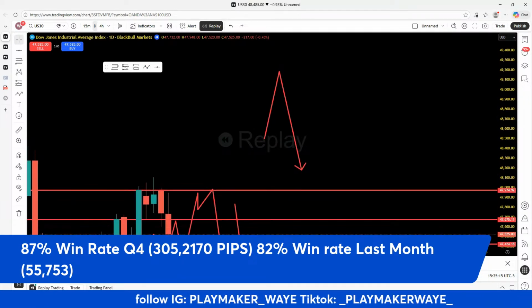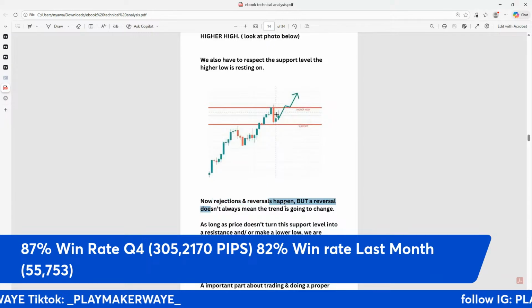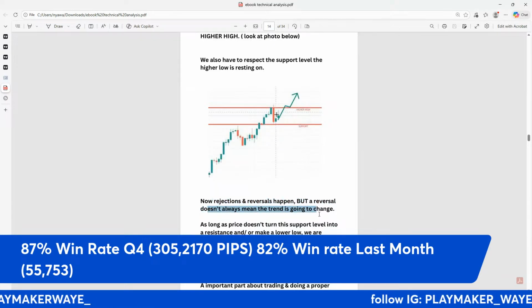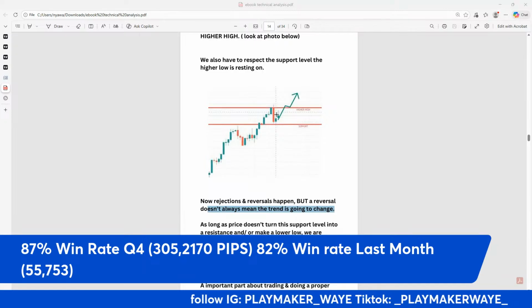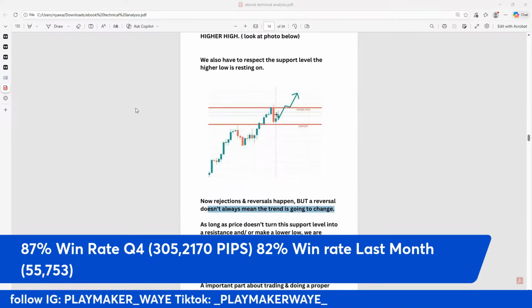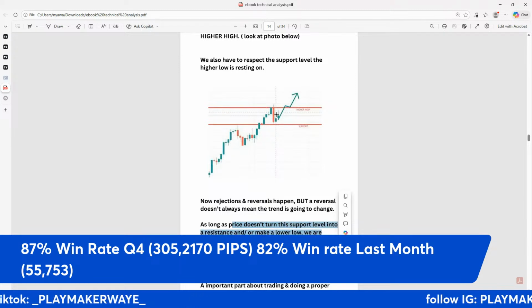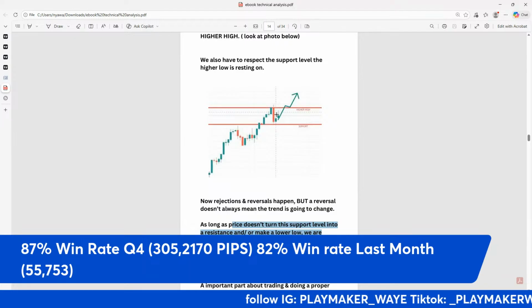Again, red does not mean sell, green does not mean buy. That is simply just a reversal, right? And like the playbook says, rejections, reversals happen, but a reversal does not always mean the trend's going to change. What does it say next? As long as price doesn't turn the support level into resistance and or make a lower low, we are still in the uptrend and we're still looking for buys.